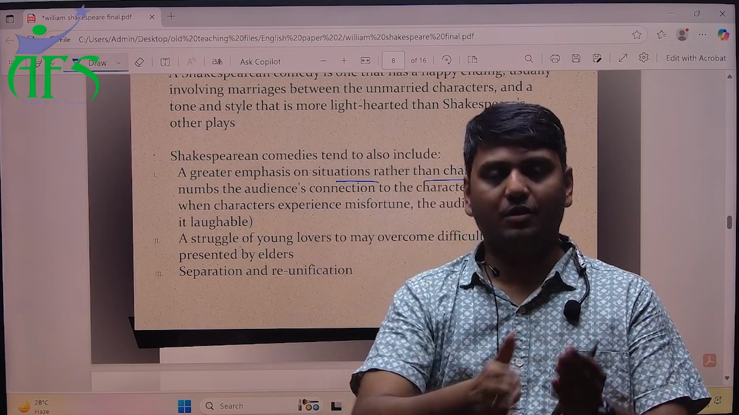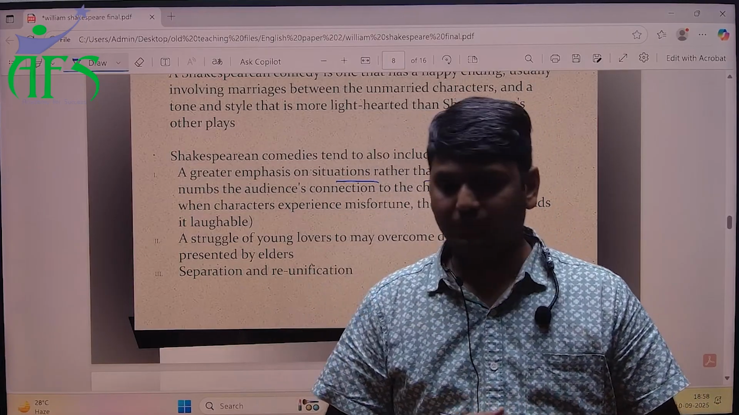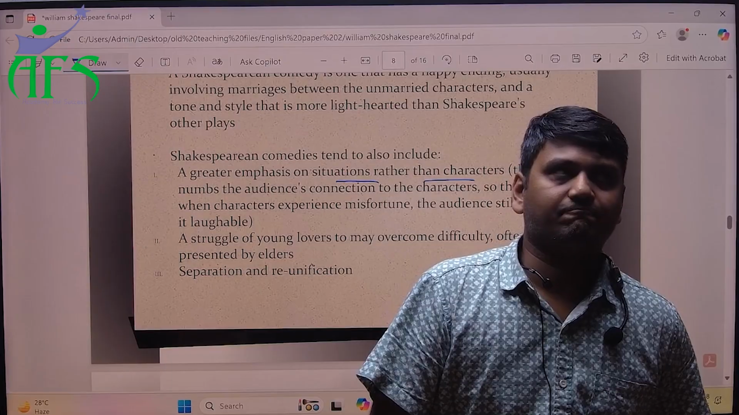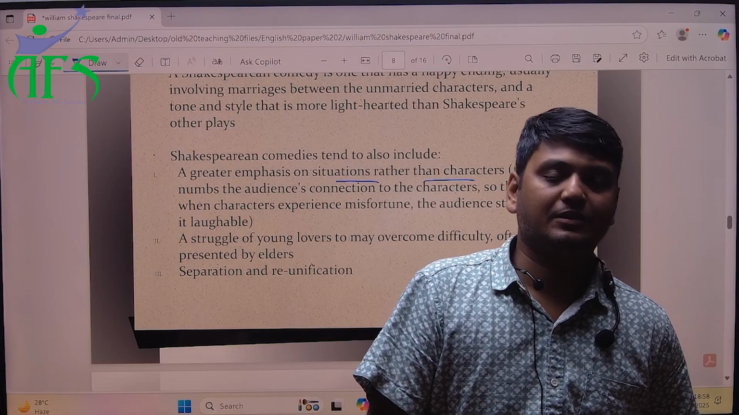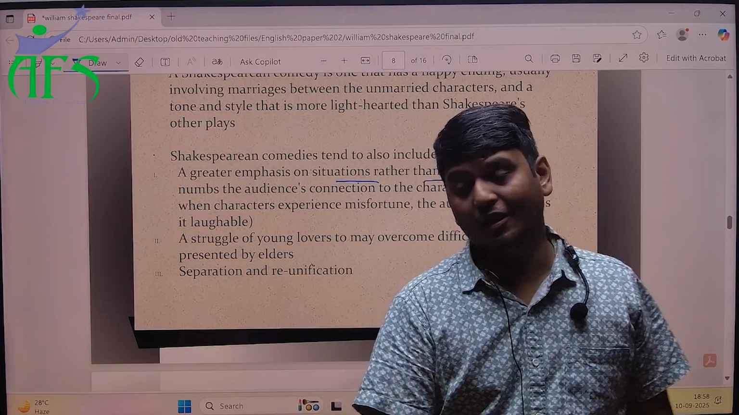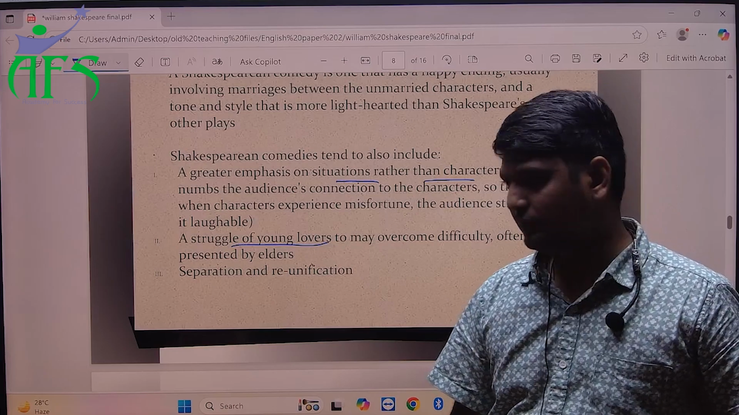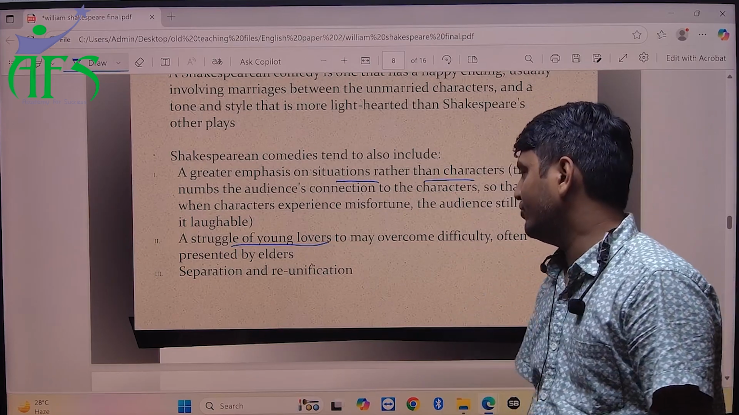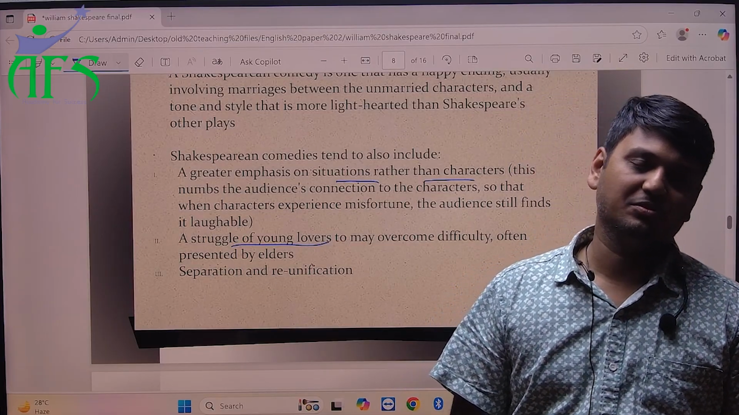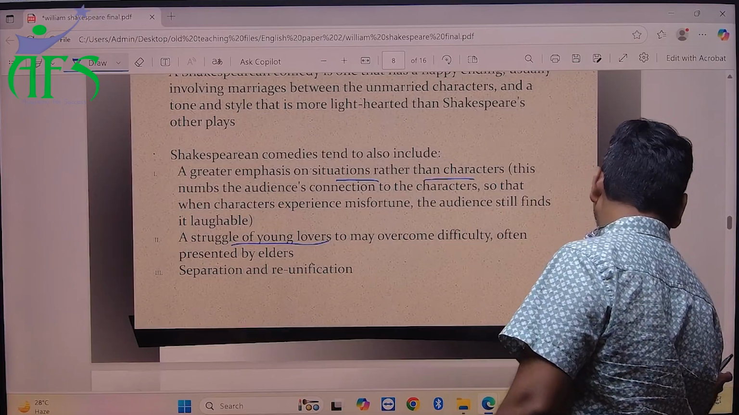So there was a lover couple and they tried to overcome the problems laid by their elders. Sometimes we can find a kind of tug of war between the thought process of the elders and the lovers, or the struggle of young lovers. Separation and reunification is one of the famous parts in Shakespeare's comedy. Have a look into it and you will find it all correct.